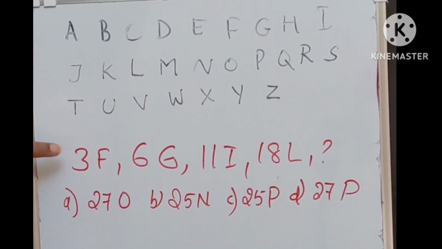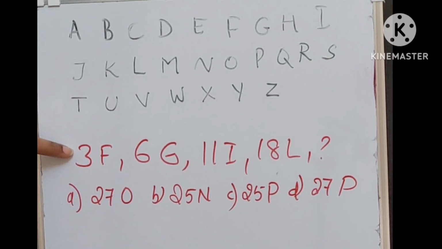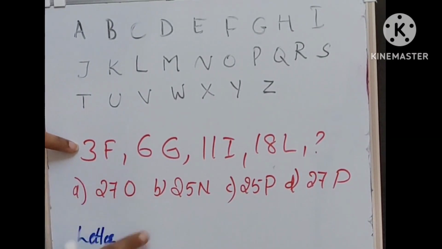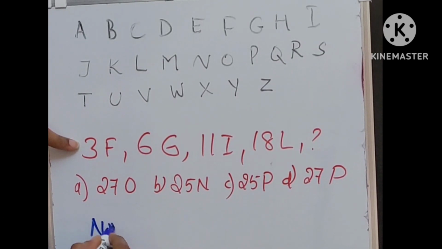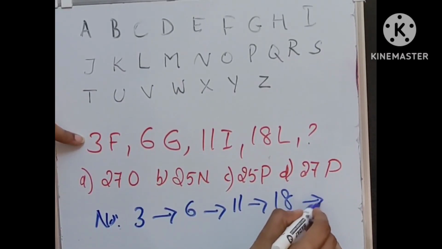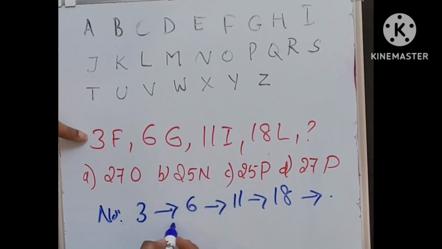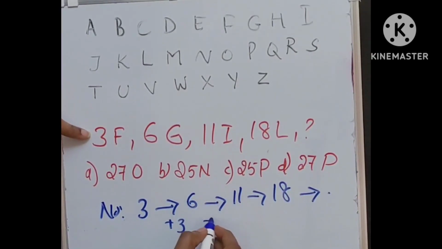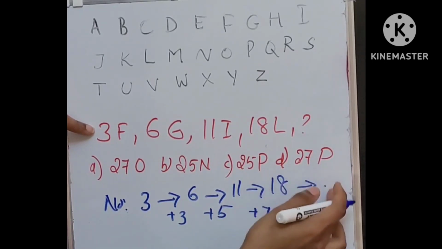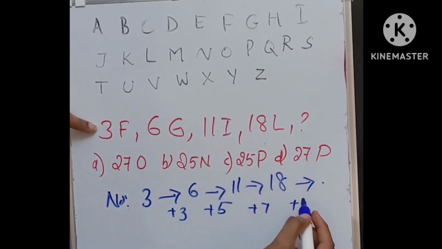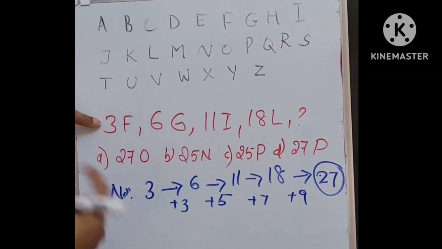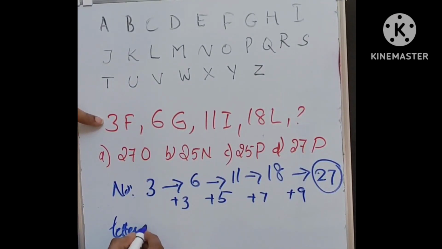In this sequence, it's a combination of numbers and letters. First we consider the numbers: 3, 6, 11, the missing number, and 38. Here 3 to 6 is plus 3, 6 to 11 is plus 5, 11 to 18 is plus 7, and the next is plus 9, so 18 plus 9 we get 27.